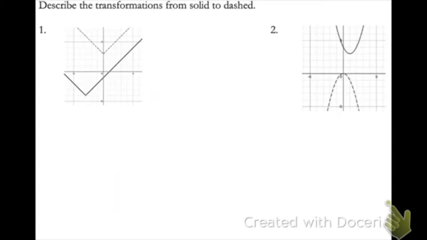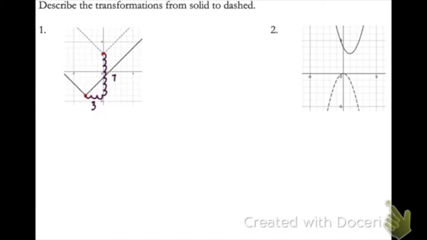Okay, this problem says describe the transformation from solid to dashed. So we're just going to say how the graph moved. First of all, I want to point out that the graphs in number 1 are absolute value graphs. I know that because they are shaped like V's. In order to tell how the graph transformed, I'm going to look at these little red dots right here. This is called the vertex. I just want to see how it's moved. So I'm going to count, let's see, it went over 3 and up 7.